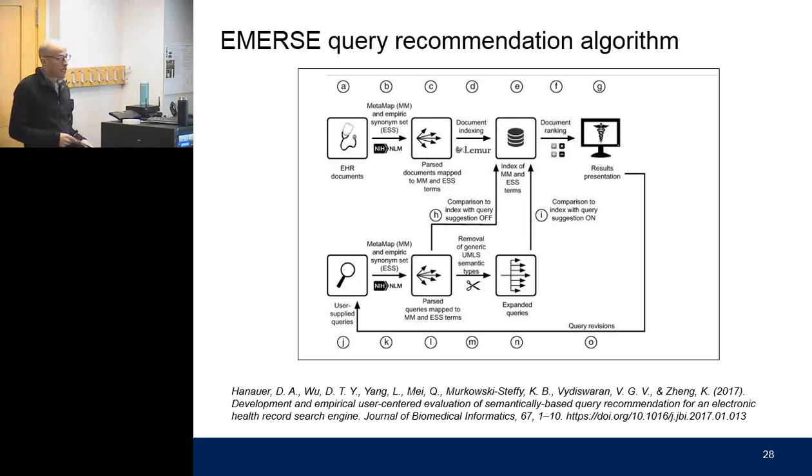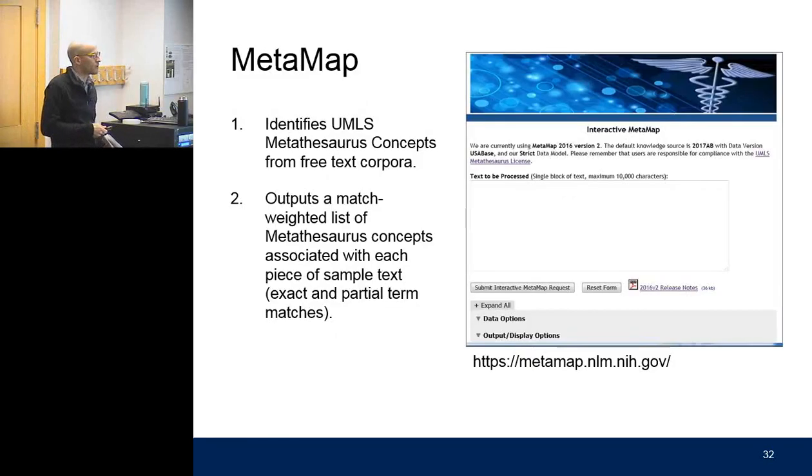Because I mentioned MetaMap here as part of this study, we'll take just a moment to look at MetaMap a little bit more closely. Again, it's a very closely related tool to the UMLS. It's also developed by the NIH. And it is a tool that basically retrieves and identifies UMLS terms from within free text samples.